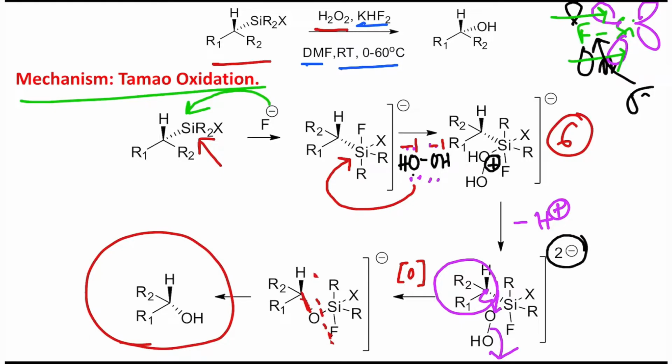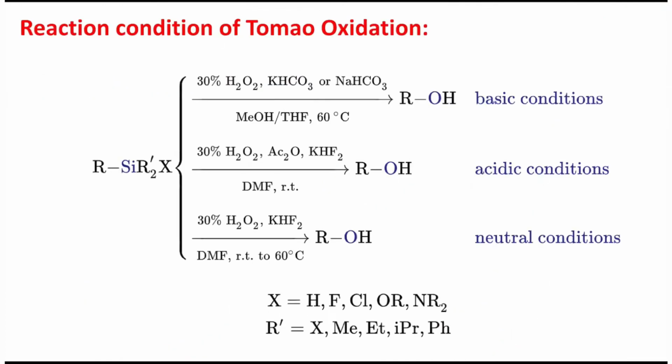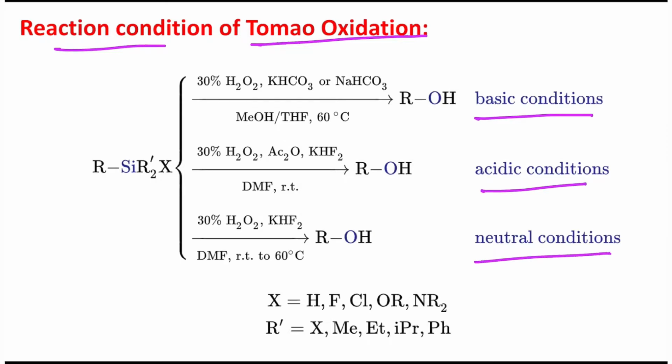Next, the Fleming oxidation has a similar concept but is a little different. So let's learn what the difference is. Now before going to that, the reaction conditions of Tamao oxidation. Actually this oxidation can be carried out in 3 types of conditions: basic, acidic, or neutral. Why is this basic? Because sodium bicarbonate is used here. Why acidic? Because of acetic anhydride. Actually acetic anhydride is a neutral molecule, but see here 30% hydrogen peroxide is used.